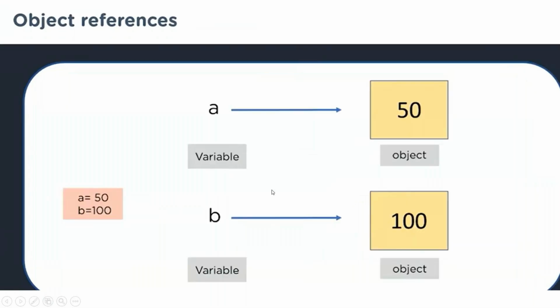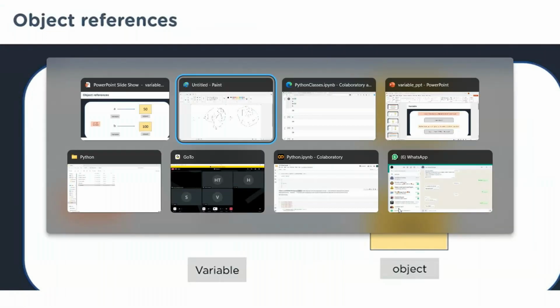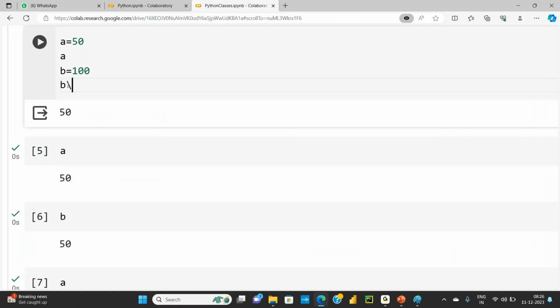Not this way. Now, suppose here B is equal to 100. Definitely, I will not run over here, I'll run over here and show. Now, look at this. A is equal to 50 and B is equal to 100. Now, B is different. Clear? What I'm trying to tell you is that now this address is going to be different.